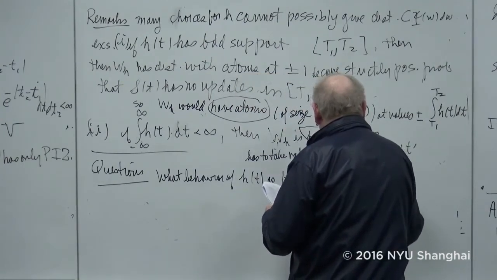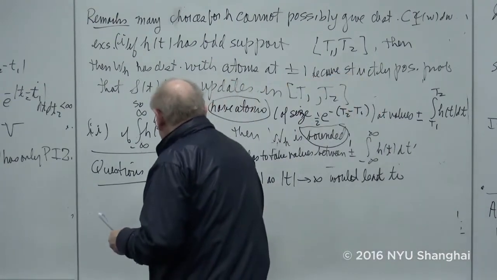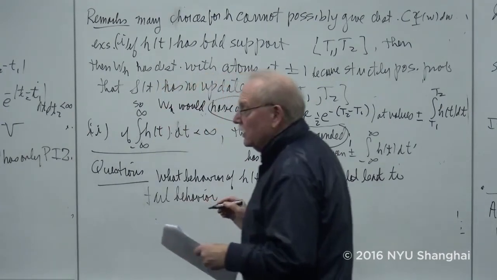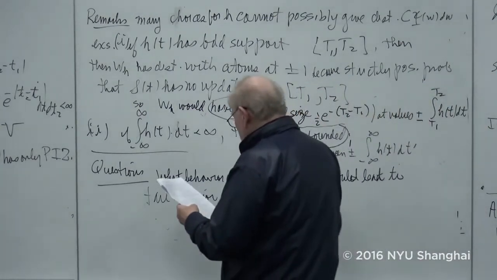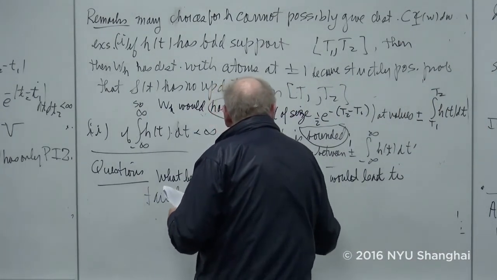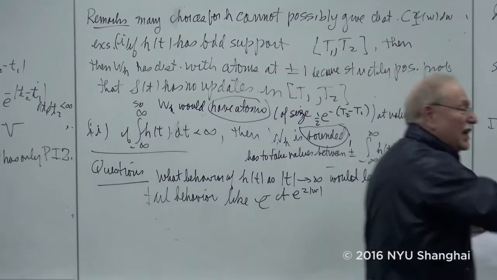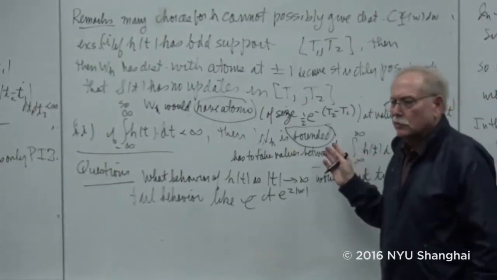would lead to the tail behavior, that is, the way the density of the distribution looks for large absolute value of t, like e to minus a constant e to the 2w, because that's how this behaves from the leading term in this sum. Well, I don't know the answer to that, but I don't think it's so hard to figure out, but I never sat down to try it.